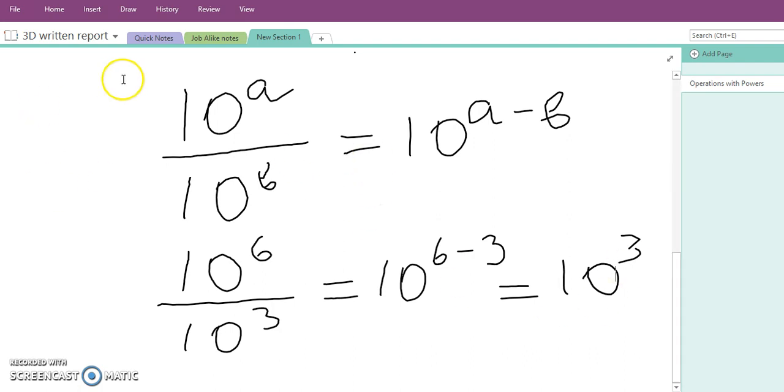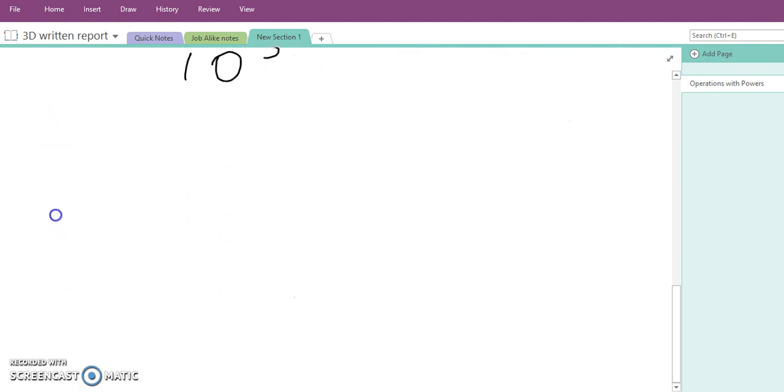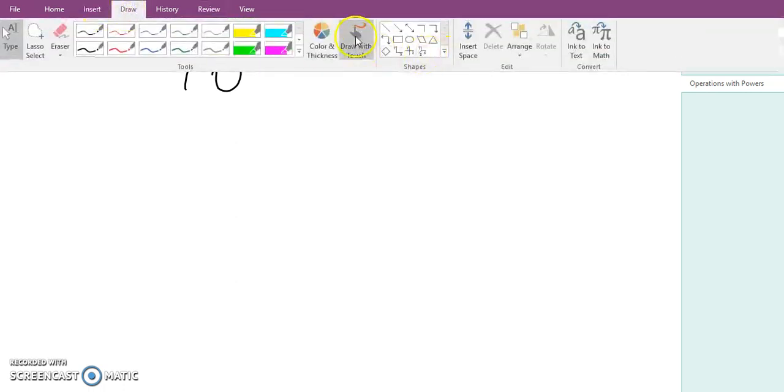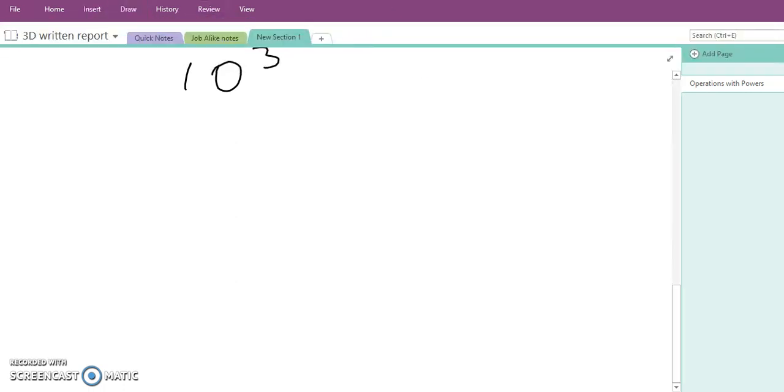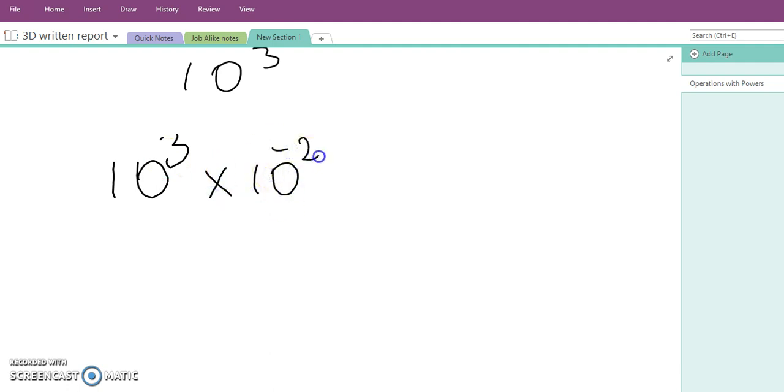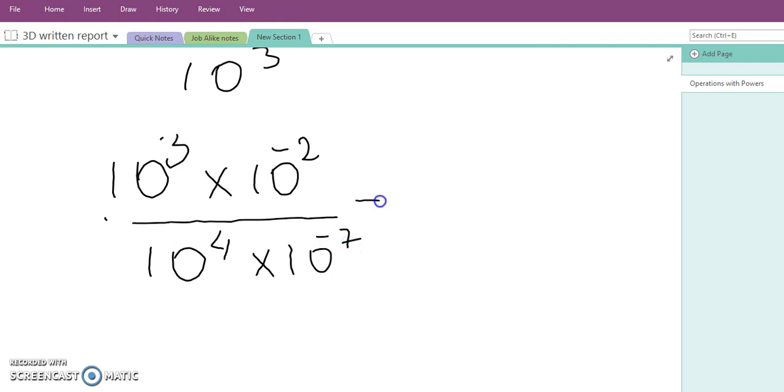Well, what if we have a situation where we have to use them both? I'm going to do an example problem where I'm going to use both of those. And these are the example problems that you see in your Powers Review assignment. So I have 10 to the 3 times 10 to the negative 2 over 10 to the 4 times 10 to the negative 7. What is that going to come out to?